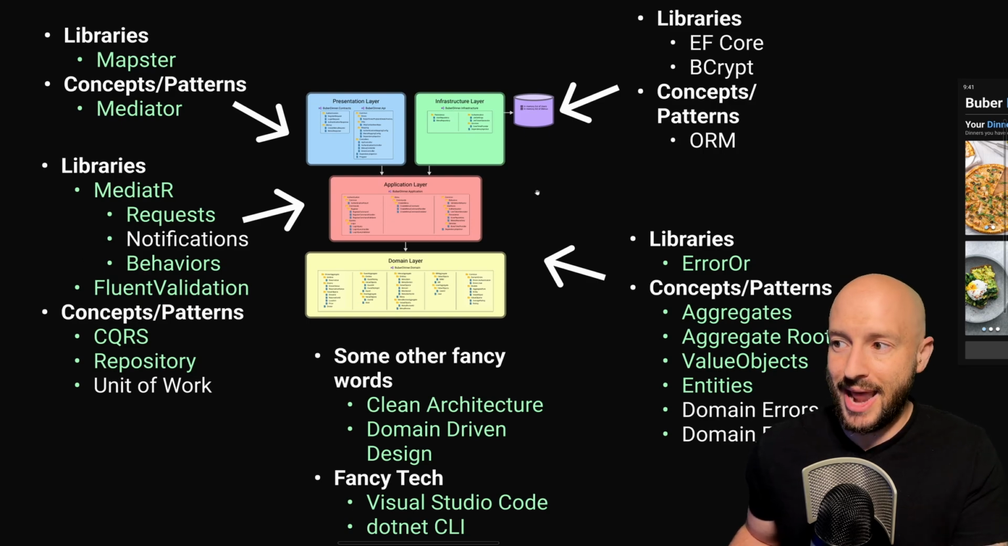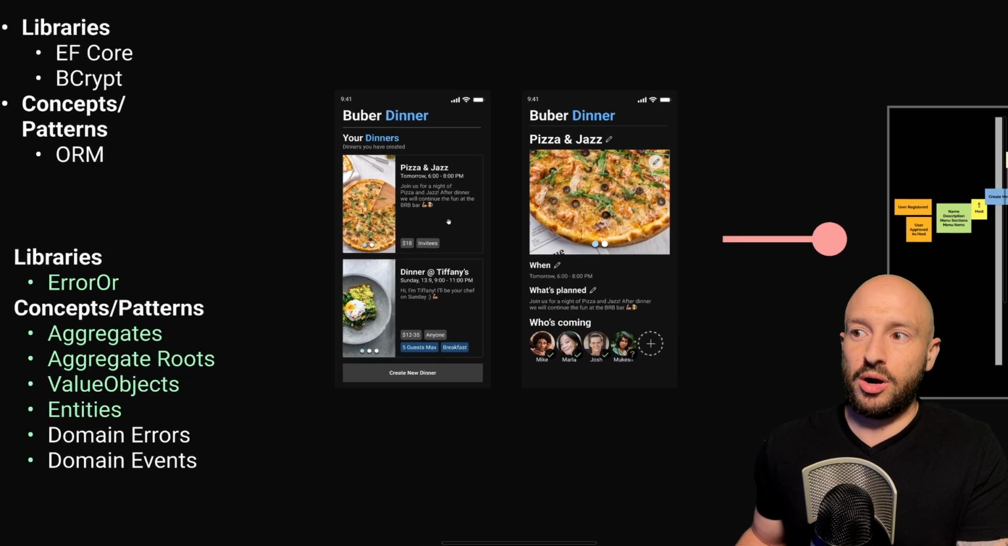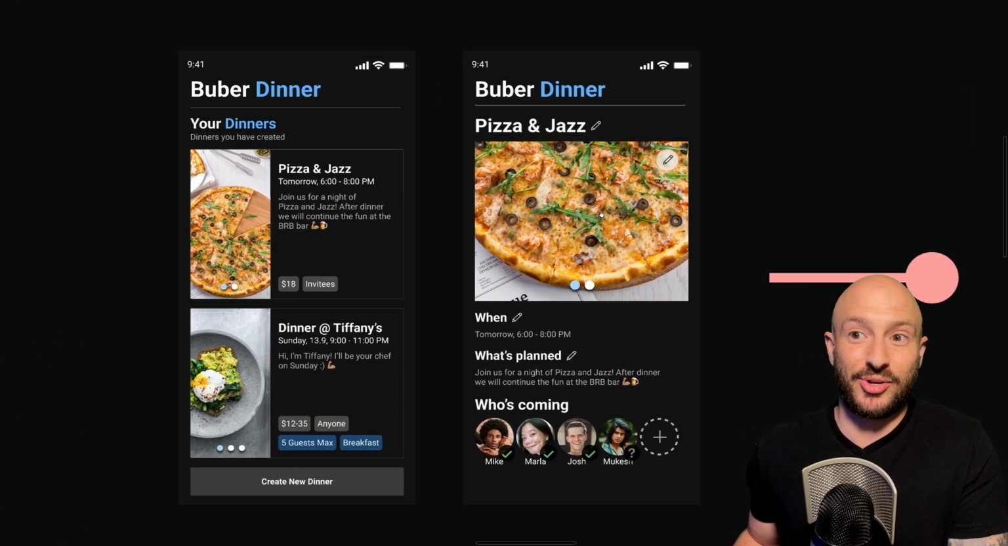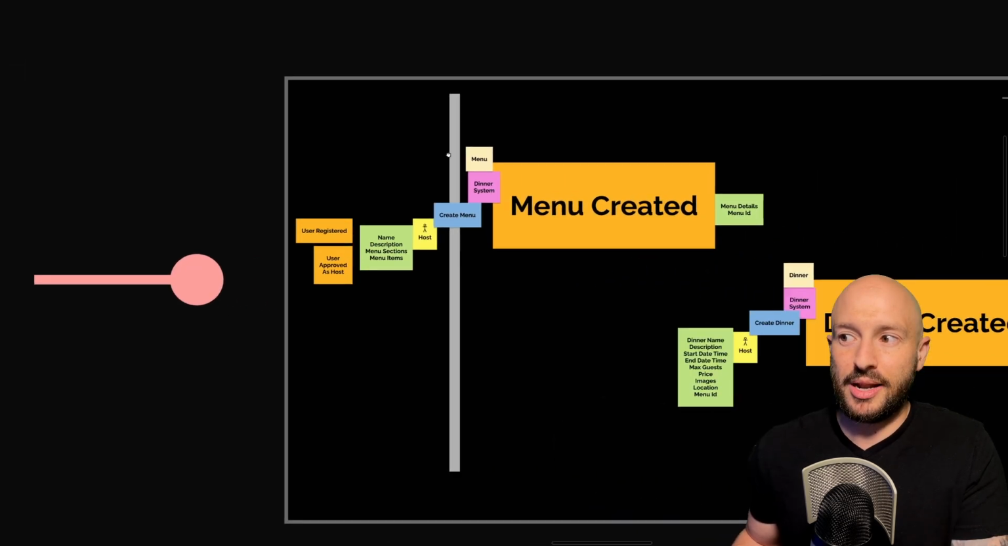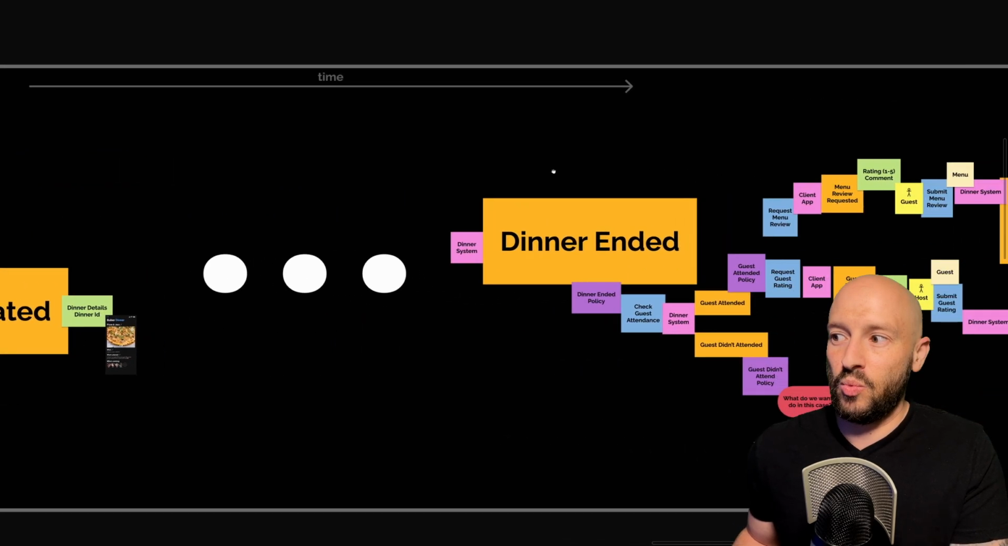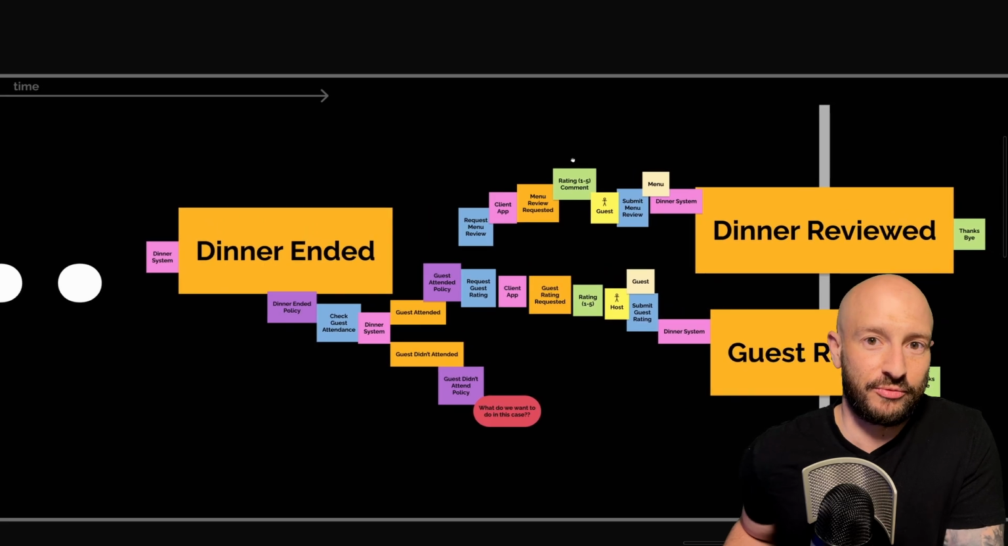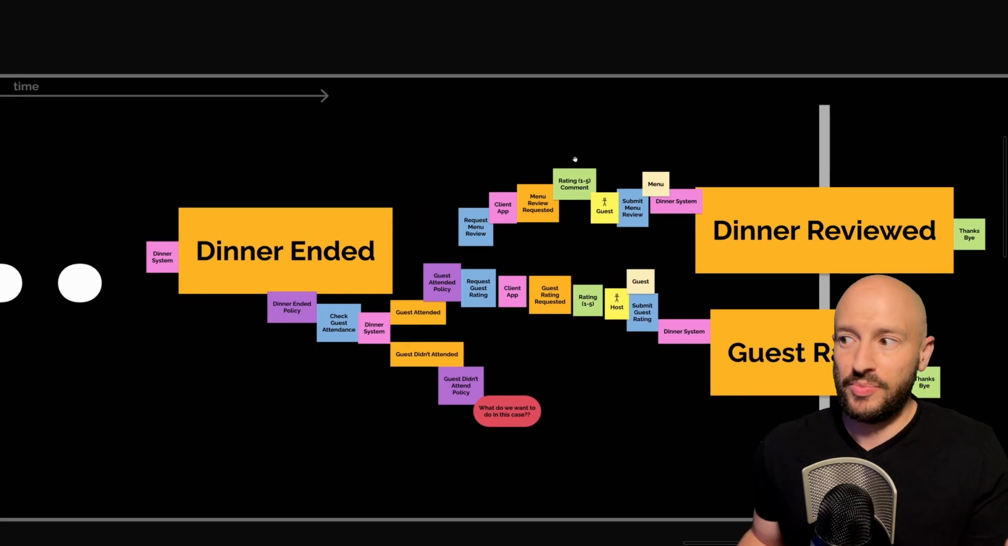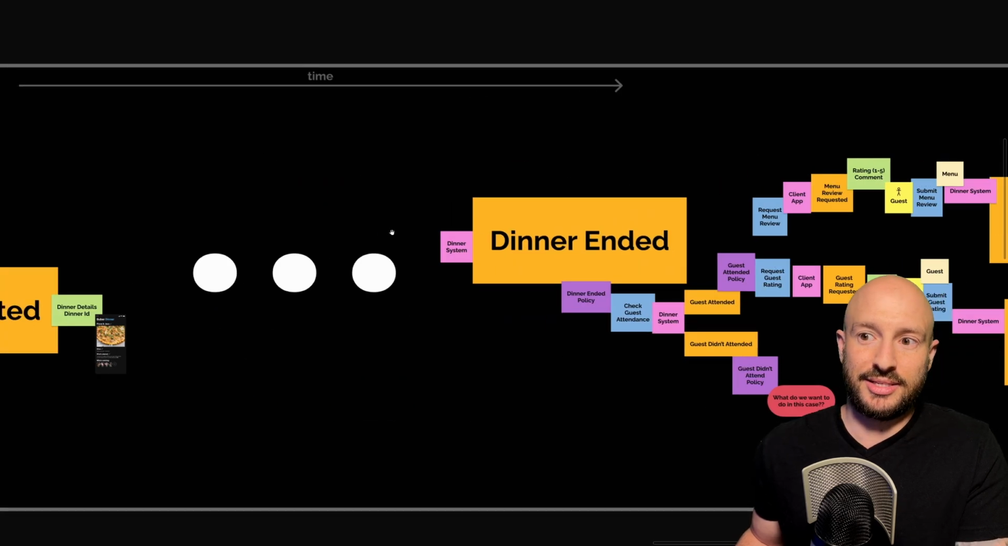So what do we do now, right? If you aren't familiar with the series or you haven't watched, we're working on the Buber Dinner application. This is an application in which you can create dinners and invite people to dinners. We did process modeling, where we looked at what the entire flow looks like from a timeline perspective, and the different commands and events. This is only the start and end because it's pretty long.